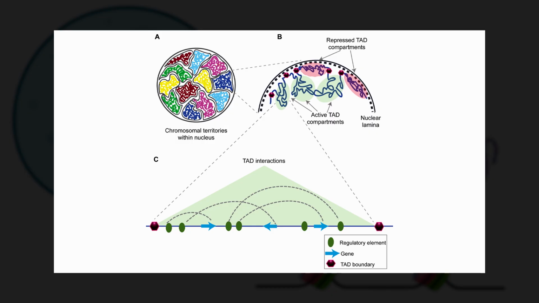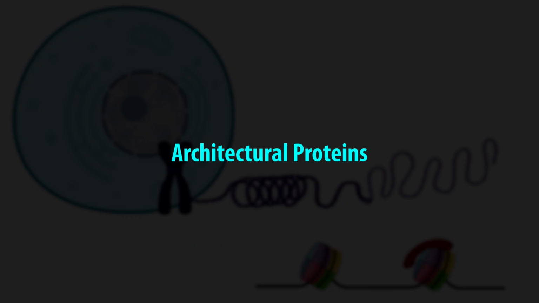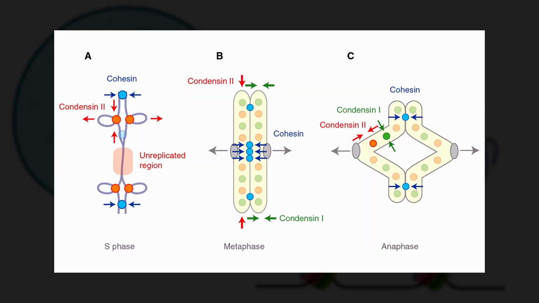TADs are self-interacting chromatin domains that act as regulatory units. They help insulate enhancers and promoters, ensuring proper gene regulation. Disruption of TAD boundaries often leads to diseases such as cancer and congenital disorders. The architectural proteins cohesins, condensins, and CTCF are central in shaping higher order chromatin structures.